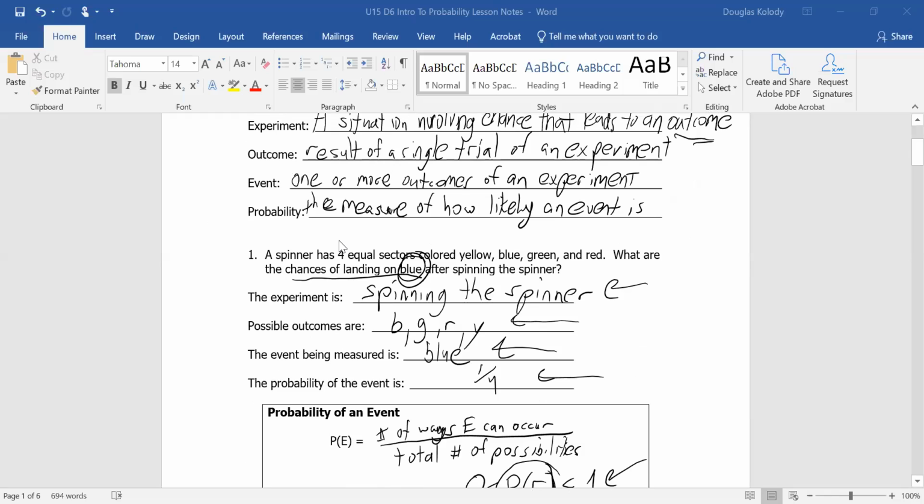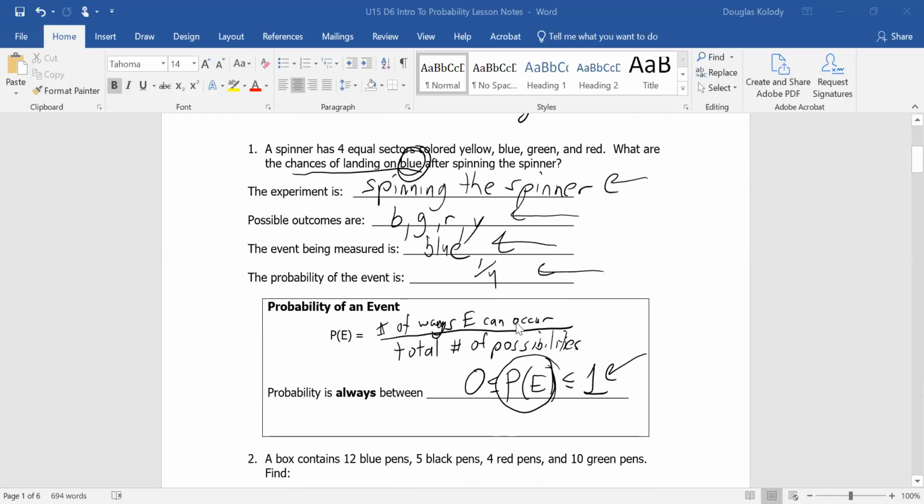So let's just say you're at a carnival, which unfortunately would be happening right now in June if this were a normal year. The local carnivals of each town. So you might put money on a certain color or number, and then they spin. And this spinner has 4 equal sections: yellow, blue, green, and red. What's the chance of landing on blue? So the experiment is actually just spinning the spinner. Possible outcomes are blue, green, red, and yellow. The event being measured is being blue, and the probability of being blue is just one color out of 4, so 1/4. Done.